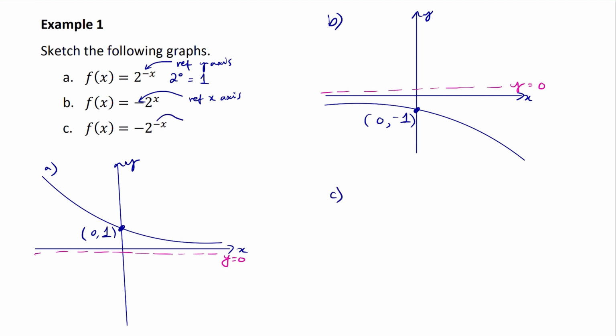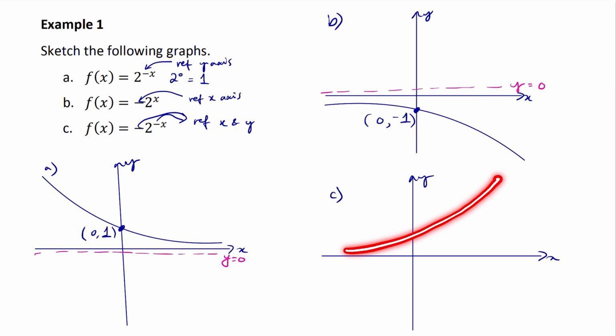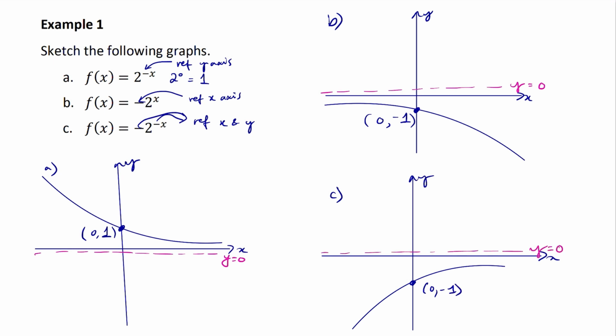Finally, for part C, you can see that we've got a reflection in both the x and the y-axis. So again, I'm going to draw up myself a nice pair of axes. Original graph looks like this. We've got a reflection in the y and then a reflection in the x. So it'll look like this. And there's all of our graphs with different reflections.